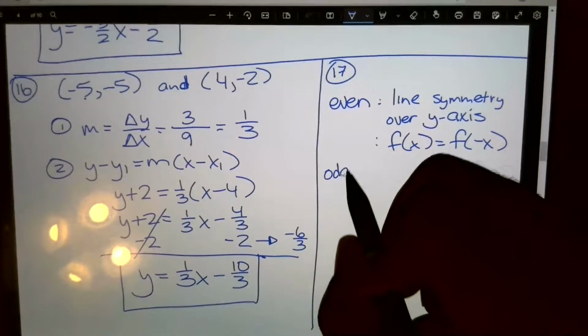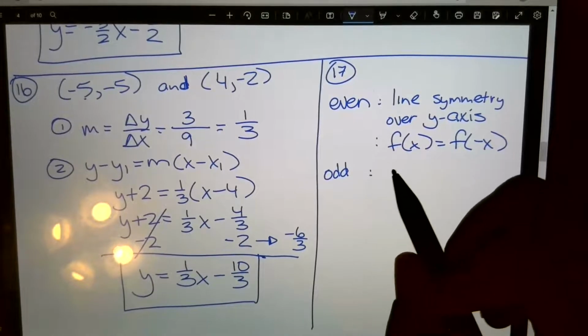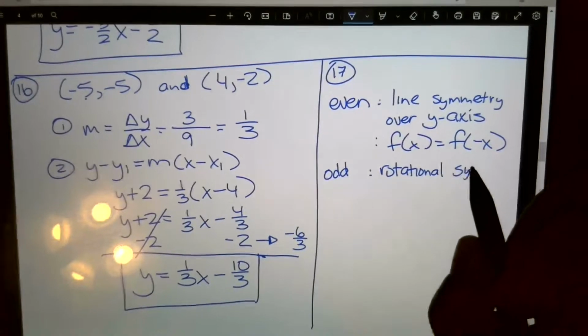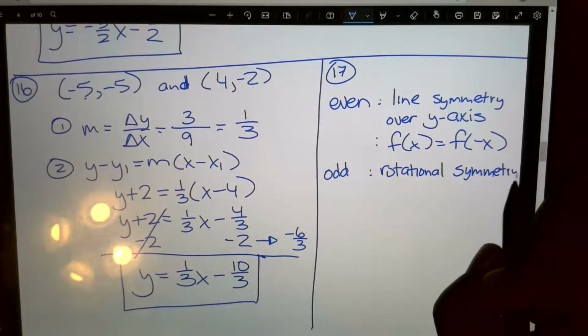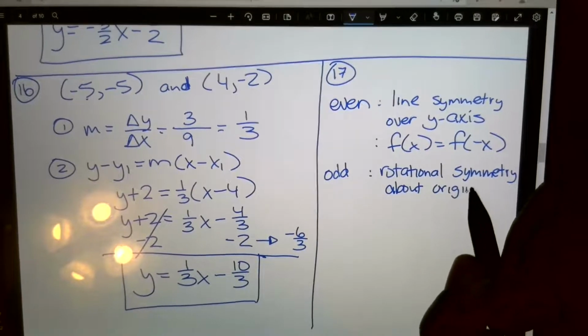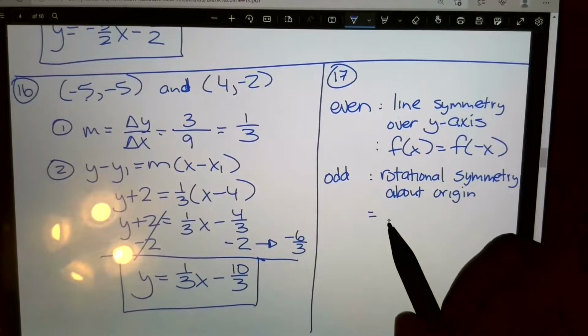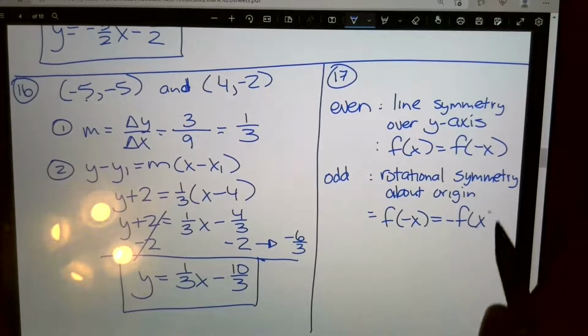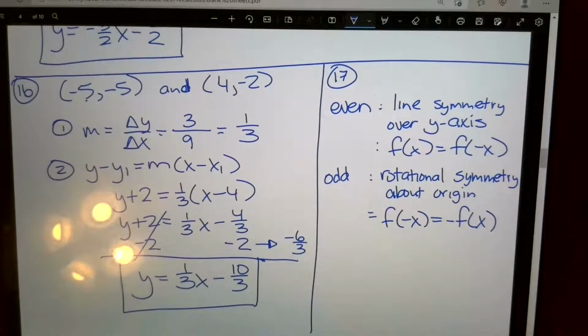Odd functions have rotational symmetry about the origin. And that is f of negative x is equal to negative f of x. So in other words, if I plug in x and I get out a positive value, if I plug in negative x, I get the negative of that value. That's my answer.